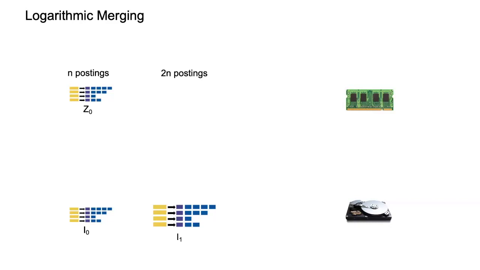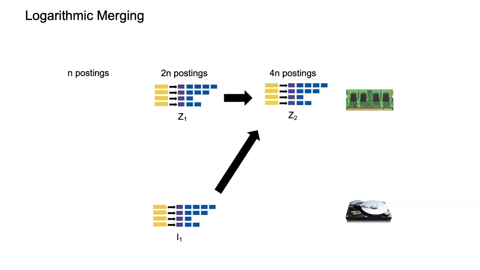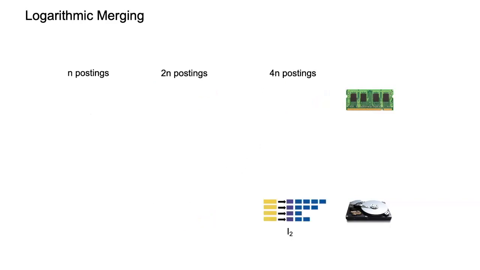Okay. Now, what do we do when it's full? We are going to merge it because there's already one of that size. So we merge it into a new index Z1. But now that we want to write back to disk, there's already one of that size. So again, we are going to merge. Now we have an index 4 times the initial size, 4n postings, and I write it back to disk. Now on disk, I have a single index, I2, that is 4 times the size. And now I'm back to a single index.